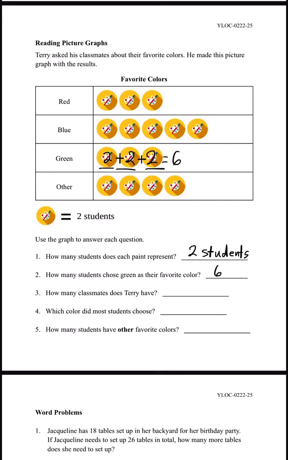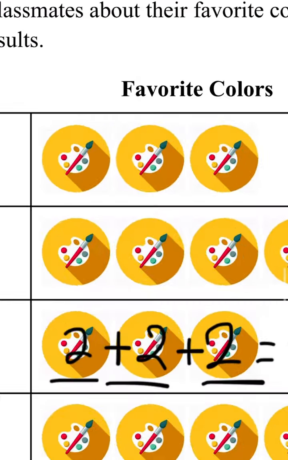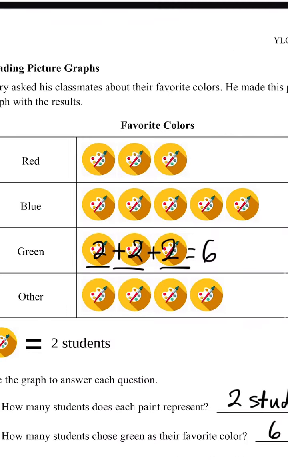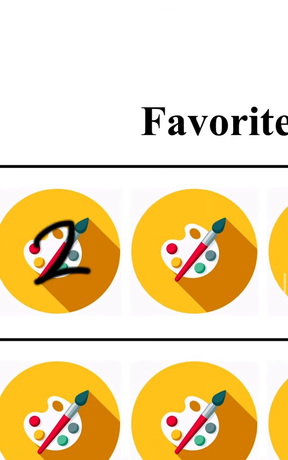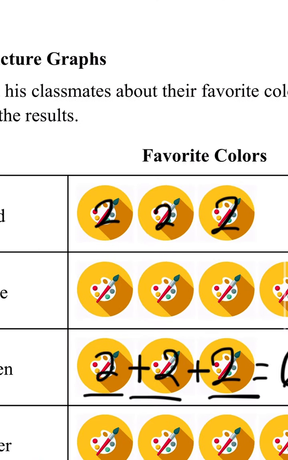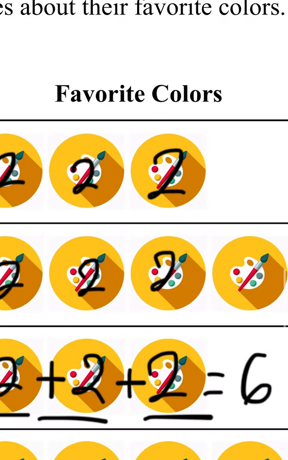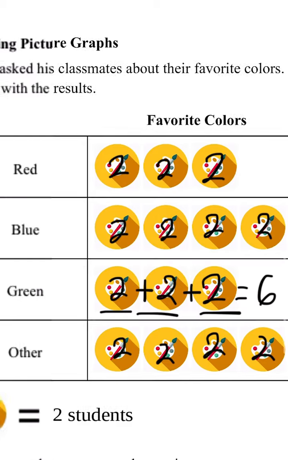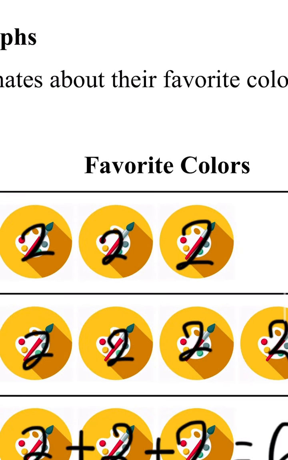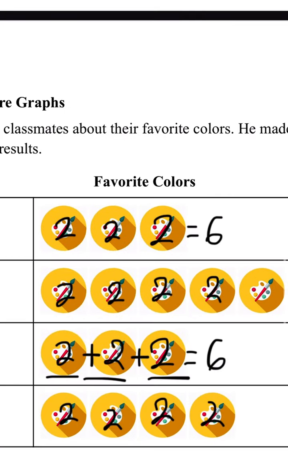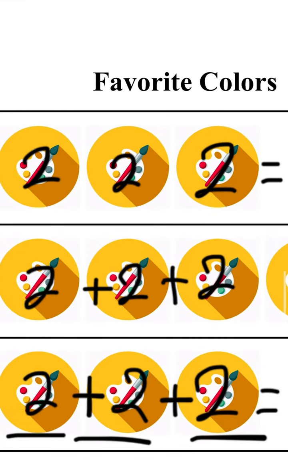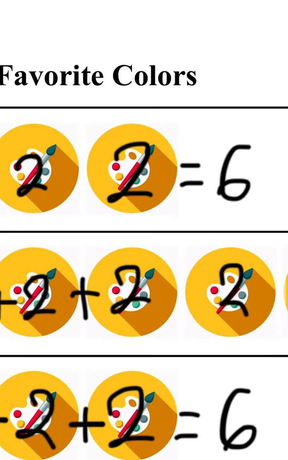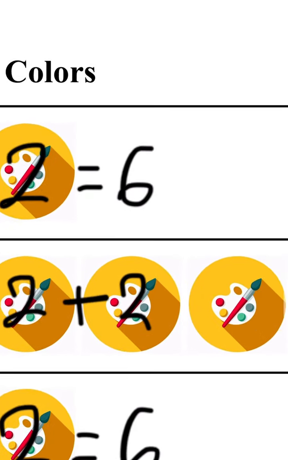Let's look at number 3. How many classmates does Terry have? So we need to count all of these drawings. So each of them represents 2. 2 plus 2 is 4, and 4 plus 2 is 6, and 6 plus 2 is 8, and 8 plus 2 is 10.